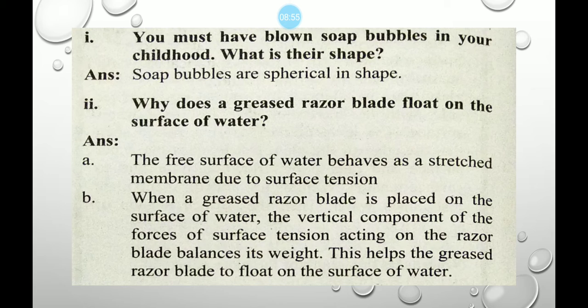Then next is, why does a greased razor blade float on the surface of water? The free surface of water behaves as a stretched membrane due to surface tension. When a greased razor blade is placed on the surface of water, the vertical component of the force of surface tension acting on the razor blade balances its weight. This helps the greased razor blade to float on the surface of water.